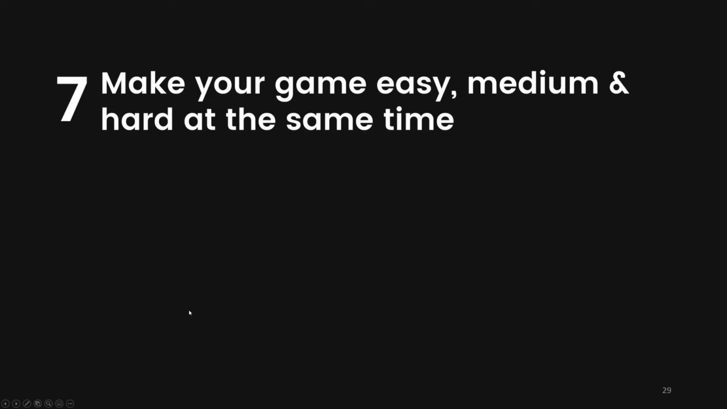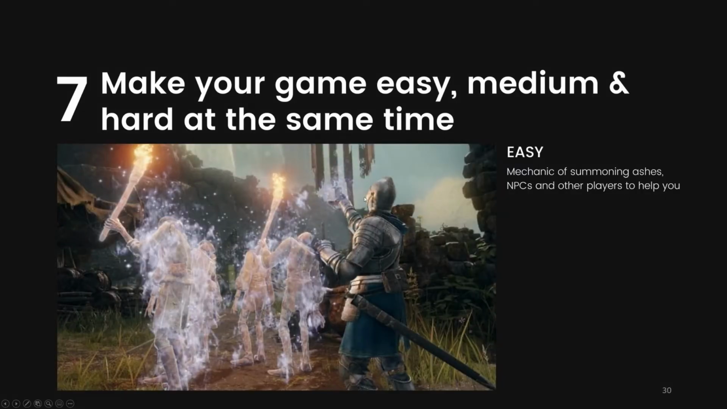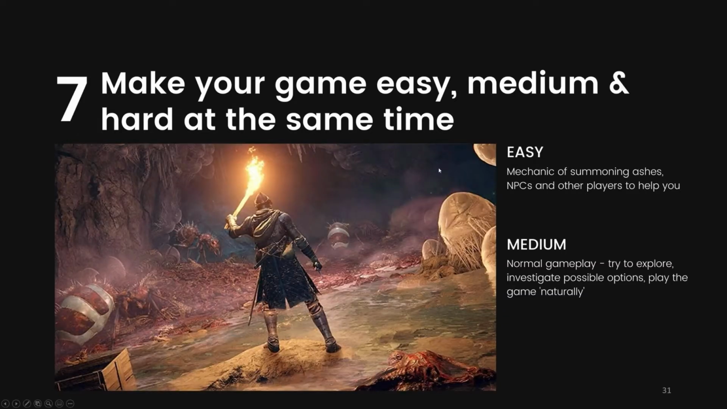For number 7, it's to make your game easy, medium, and hard at the same time, and I'll explain it in 2 ways. So first of all, we of course have this possibility in Elden Ring. For example, Elden Ring added this mechanic of summoning ashes, some NPCs and other players that can help you, and that is considered a mechanic to make the game easy. We can play it on a medium level, which is just normal gameplay. We try to explore, we try to investigate, we play the game very naturally, we die a lot, but we are just trying to get better in order to move through the story, etc.